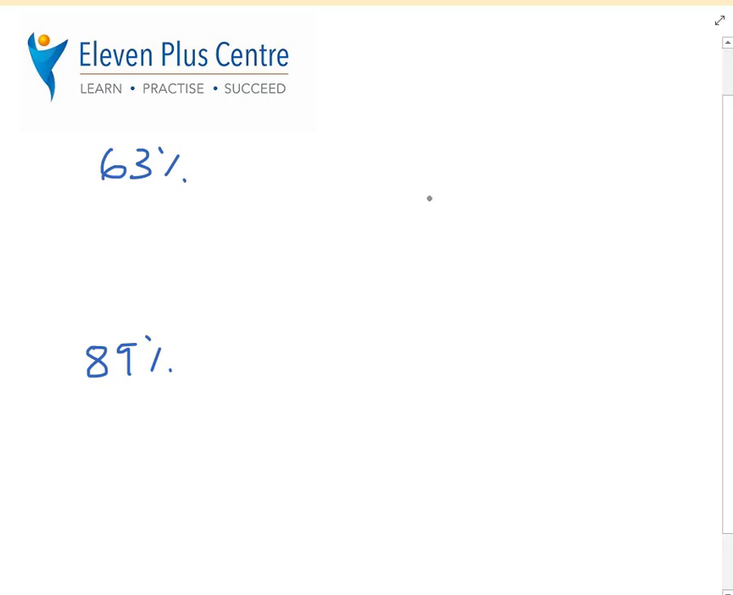Okay, hopefully you've had a go. And you will see that 63% looks like this. 63% means 63 out of 100. There are two zeros in 100. So 63, two zeros means the decimal point needs to move two spaces. So it's going to be 0.63.